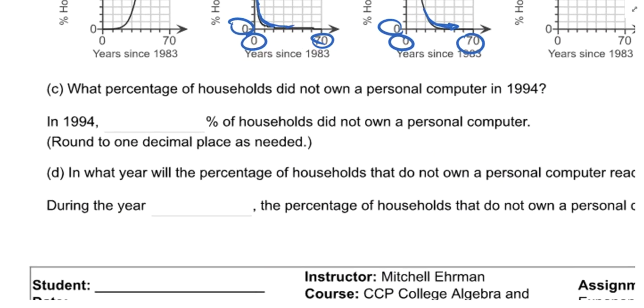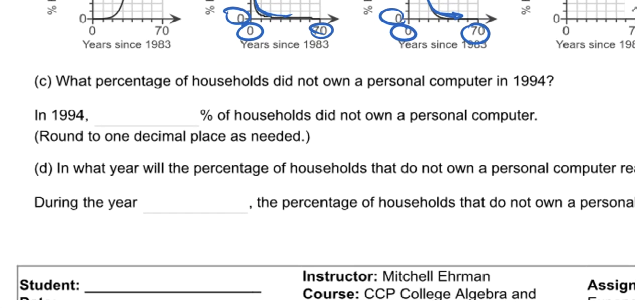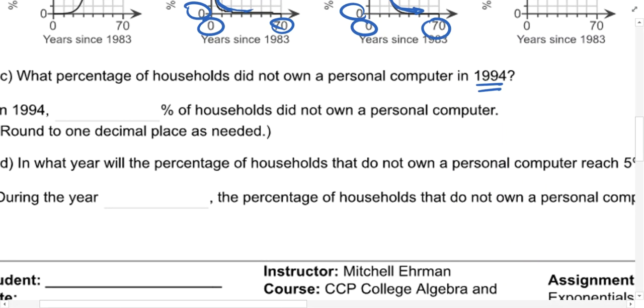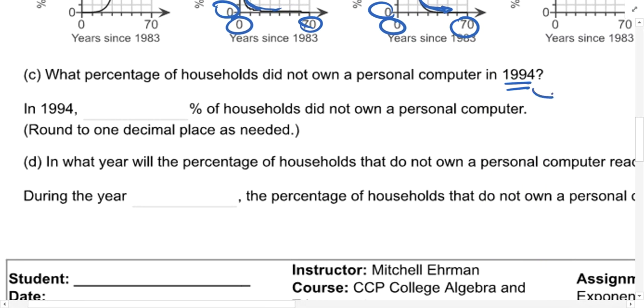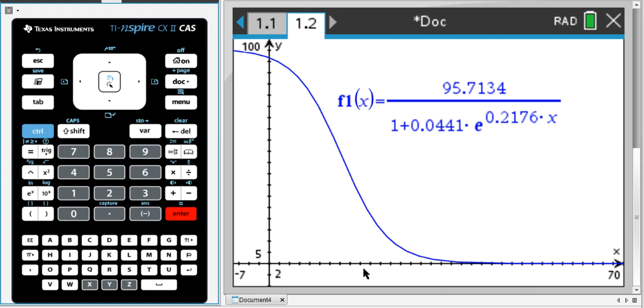So now we'd have to interpret some more information. What percentage of households did not own a personal computer in 1994? Well, we don't really have to go back and enter this into the calculator anymore now that we have a graph. We can use the trace feature to answer this. But before I do that, let's make sure we understand that x in this case is equal to 11 because 1994 is 11 years after 1983. When we go to the calculator, if I'd like to find the result at 11, it's kind of hard to interpret by looking at this scale.